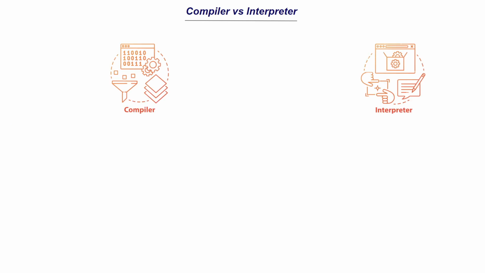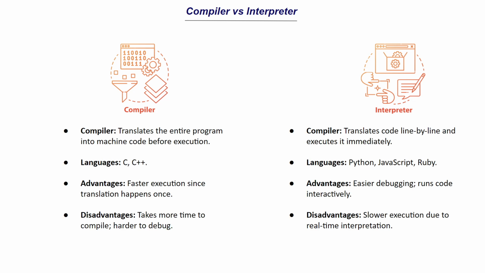So that's about it. Now let's understand another critical concept: what is a compiler and what is an interpreter. There are two types of programming languages. Some are compiler based and other programming languages are interpreter based. This is the explanation. A compiler is going to translate the entire program into machine code before execution. So we have this machine code that's going to be executed.